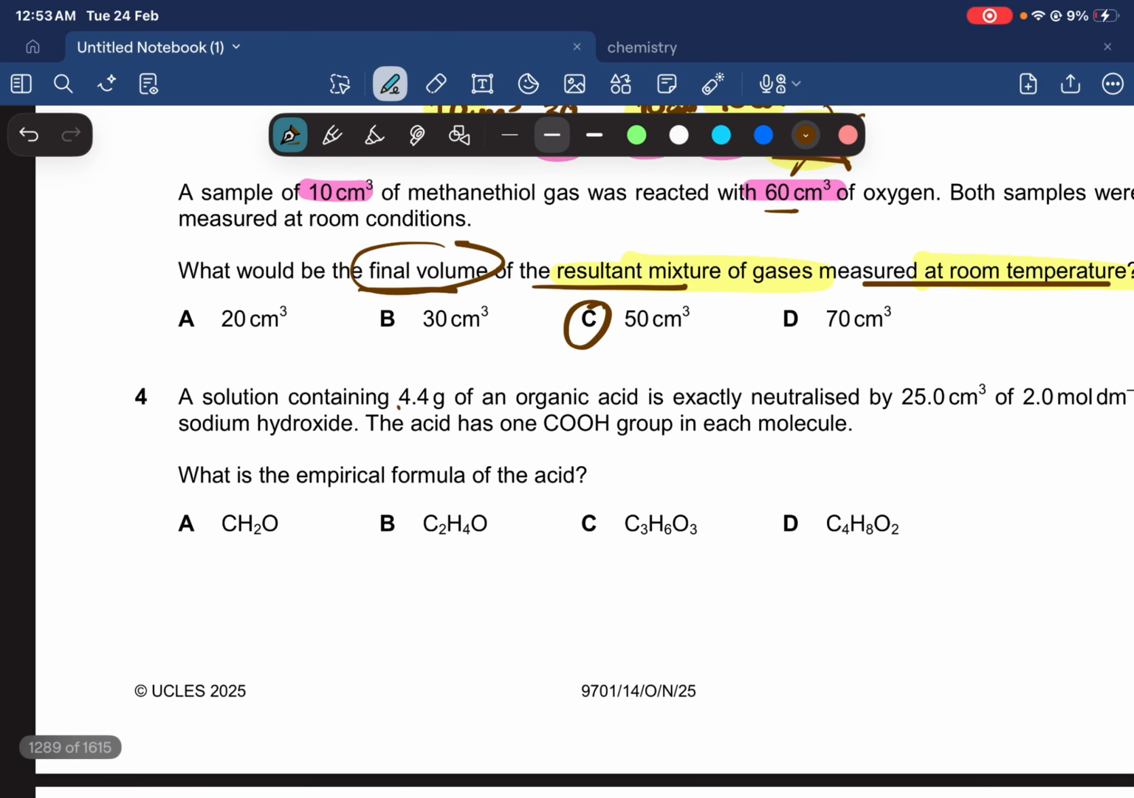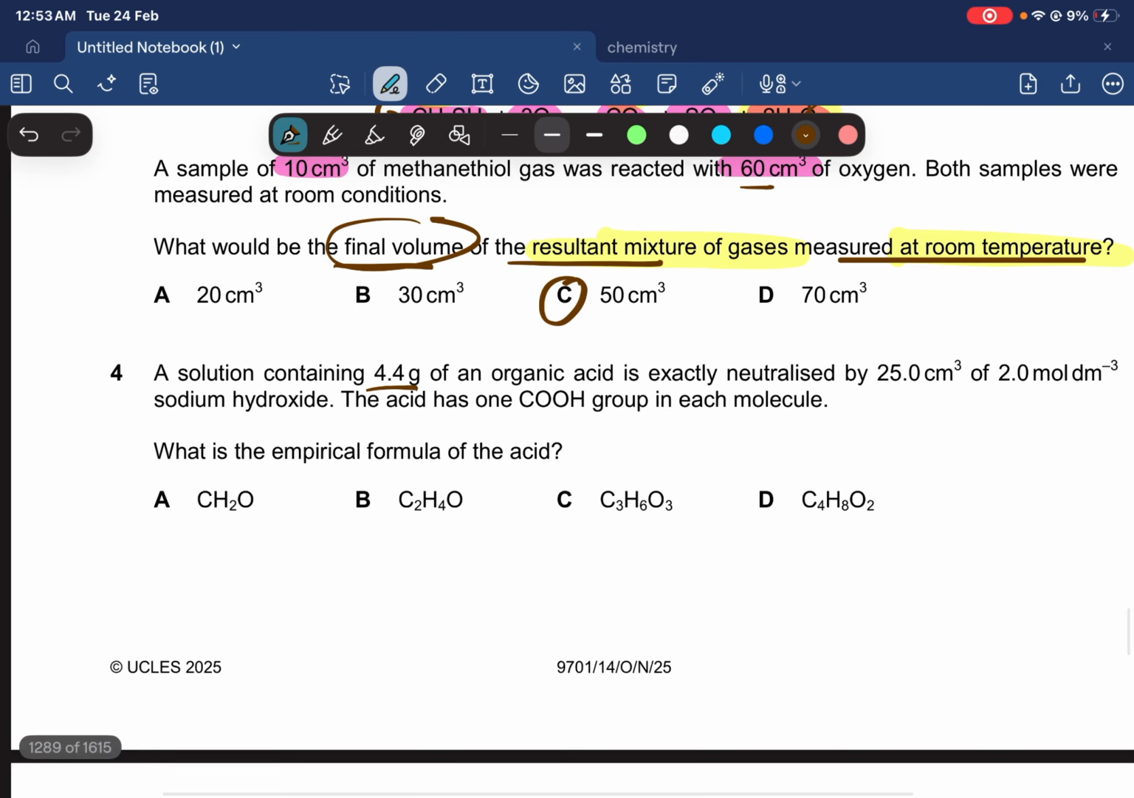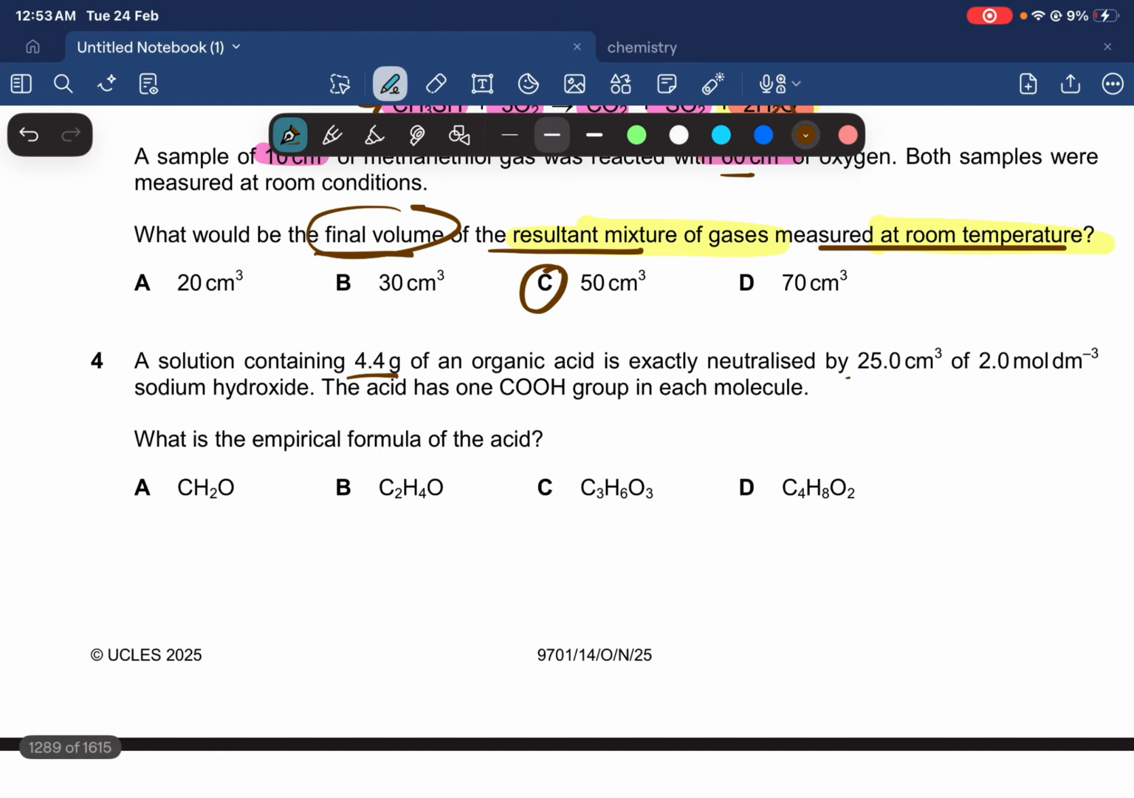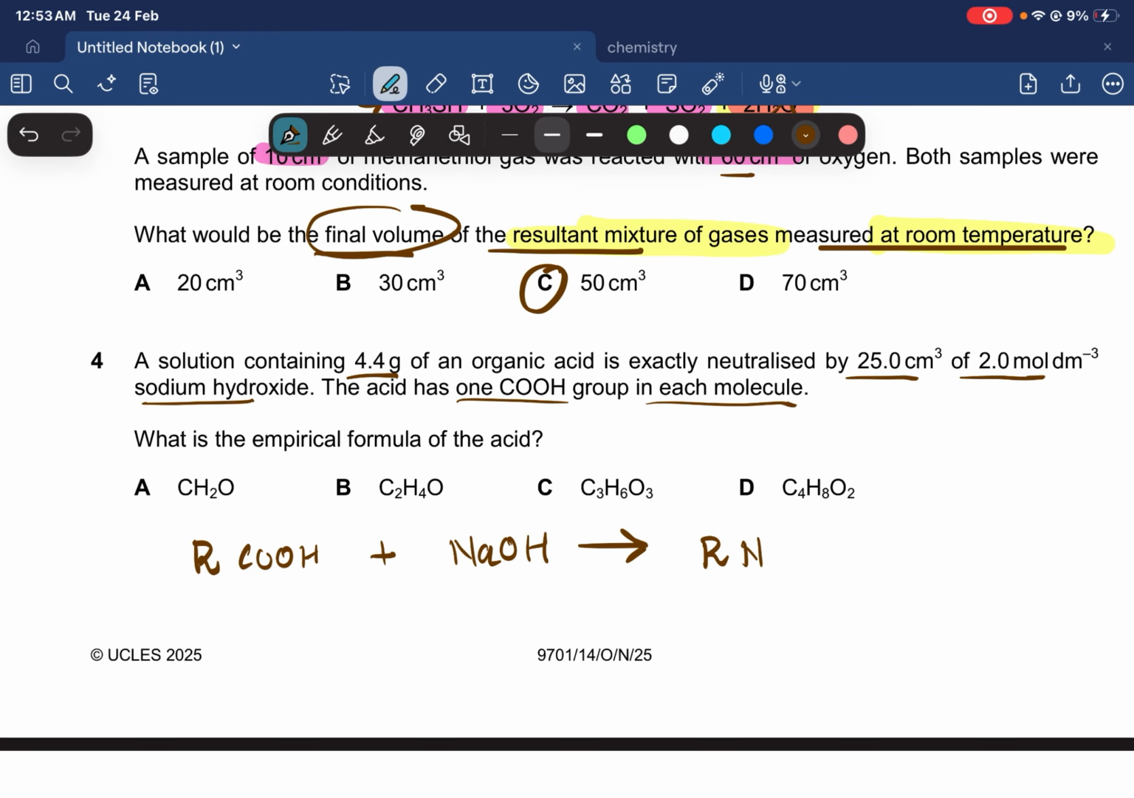A solution containing 4.4 gram of an organic acid is exactly neutralized by 25 cm cube of 2 mole per dm cube of sodium hydroxide. The acid has 1 COOH group in each molecule. What is the empirical formula of the acid? First things first, we know that R is the organic part, and COOH, the acid part, is going to react with NaOH to form RCOONa, right?